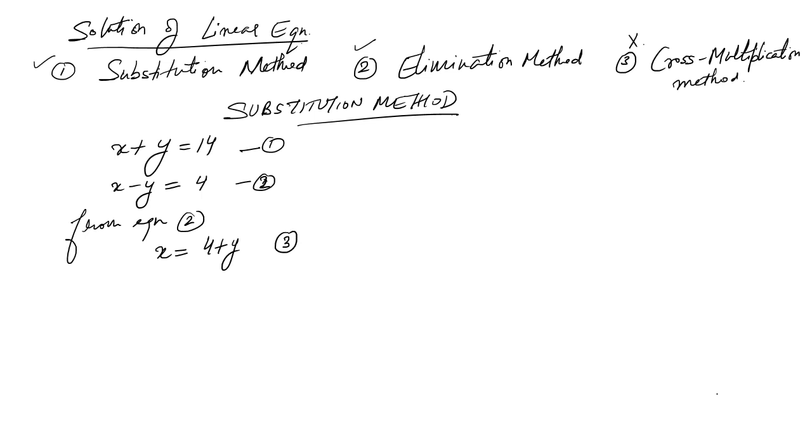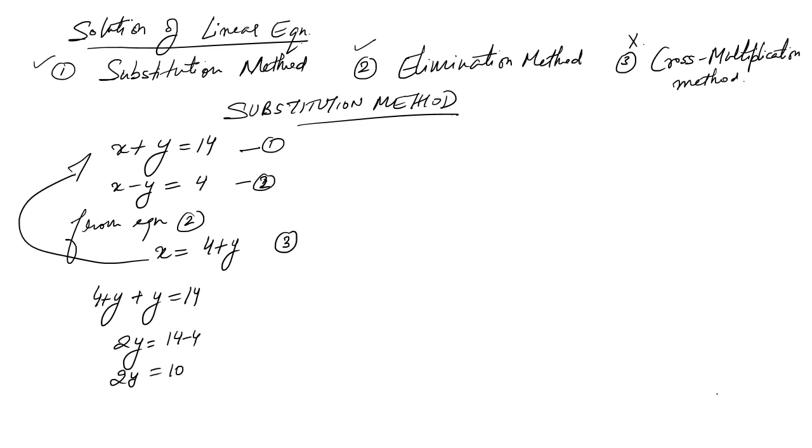Putting in first, क्या होगा, x की जगह हम लिखेंगे 4 plus y, right? तो 4 plus y is equal to 14. ठीक है, we are substituting this value in equation number 1. तो 4 plus y, this is y plus y, 2y, and 4 उधर जाएगा तो क्या हो जाएगा, 14 minus 4, this will be 10. 2y is equal to 10 and y will be equal to 10 by 2, that is equal to 5. So we have a solution, that is y is equal to 5.